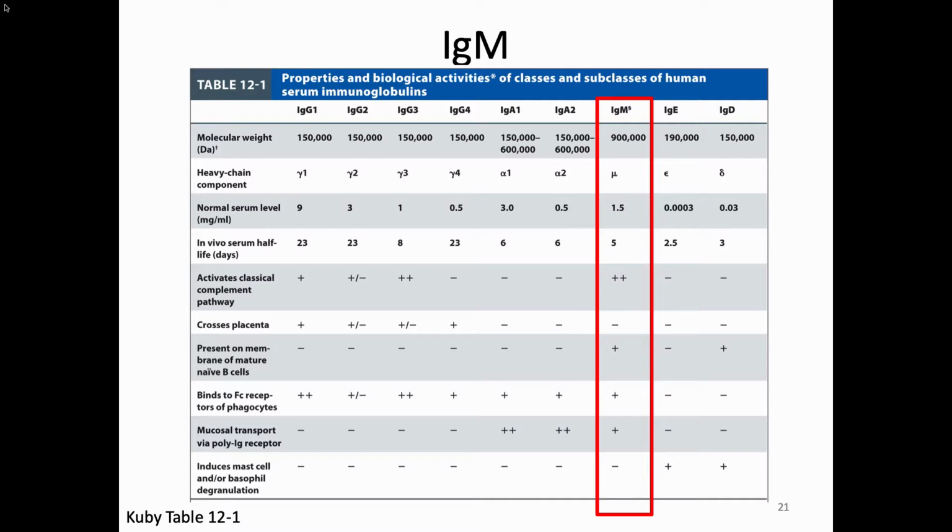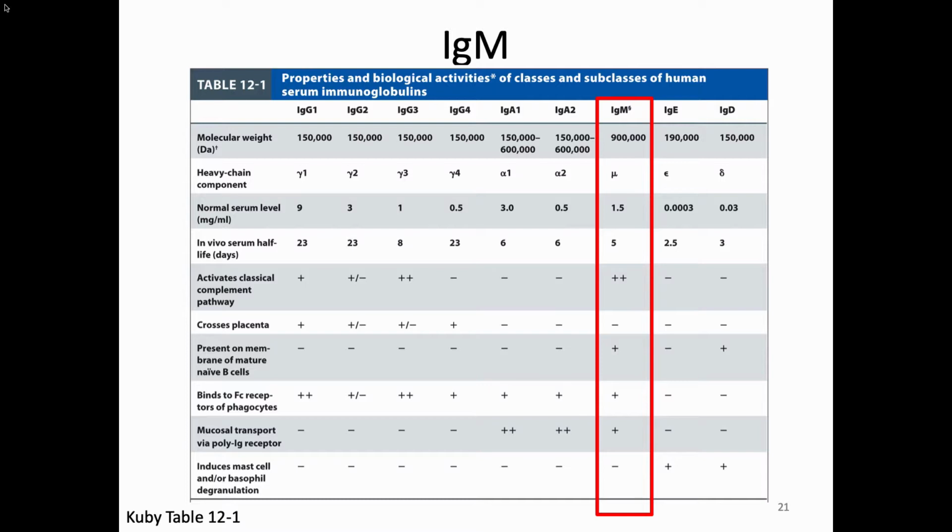By its molecular weight. If you look at the top, which is molecular weight, you can see IgM's molecular weight is way bigger than all the other ones. And so there's already something interesting going on here, making IgM very unique.